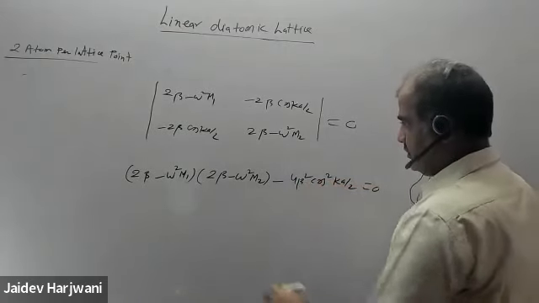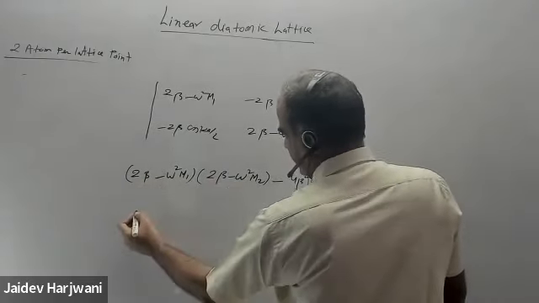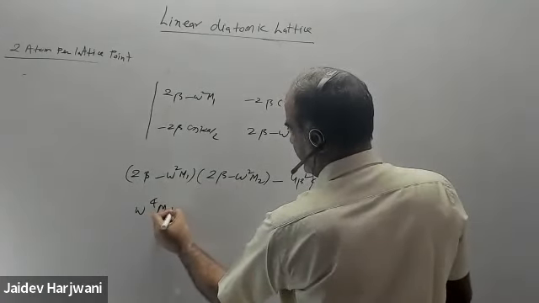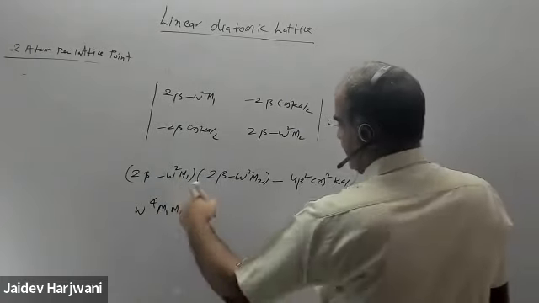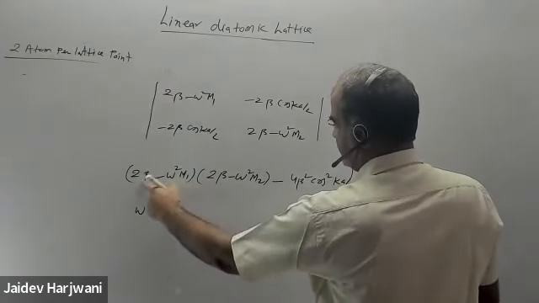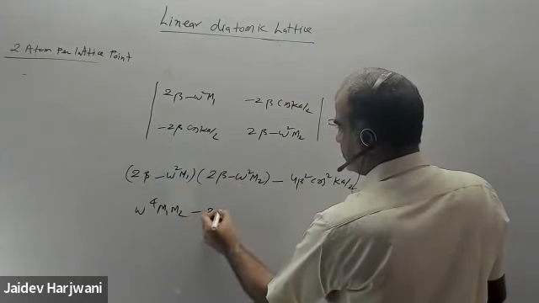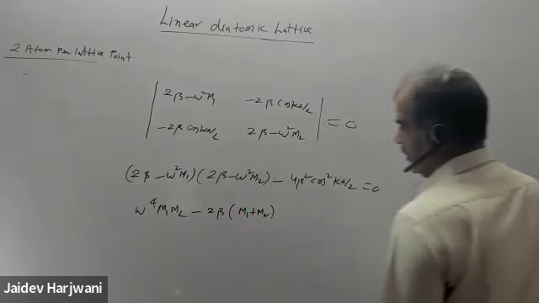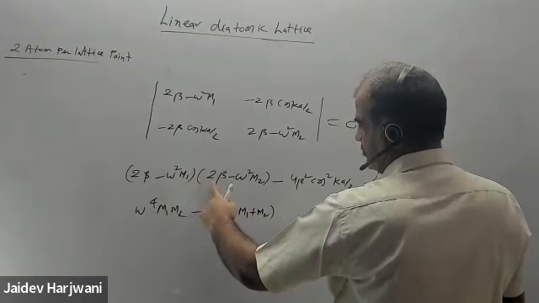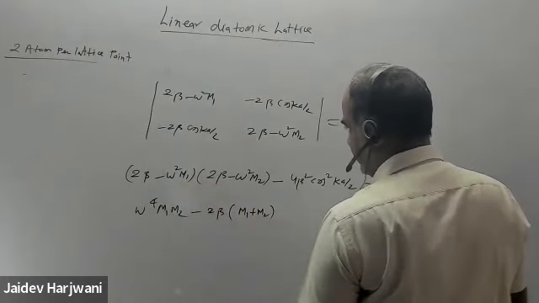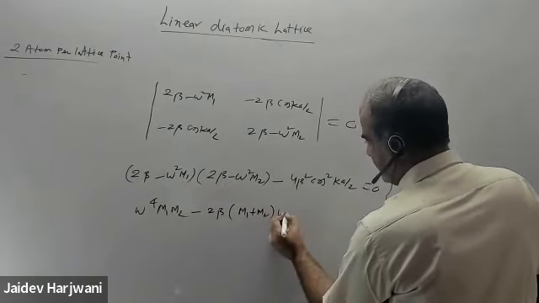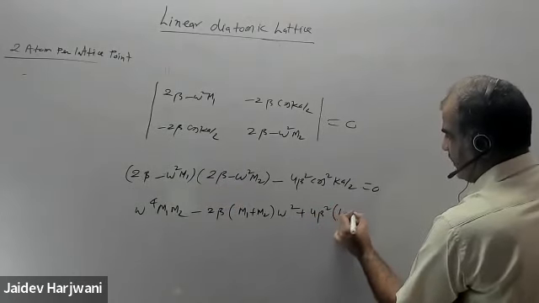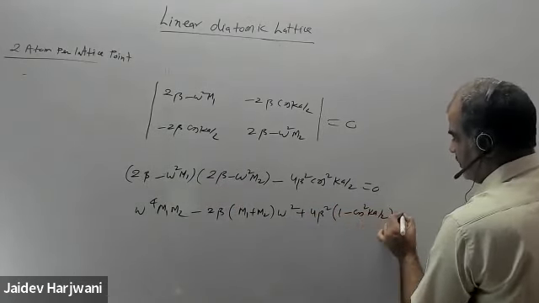Similarly, if you multiply the other terms, this will give me minus 4β² cos²(k/2). So if we solve this equation, this will give me ω⁴ m1 m2. Multiplying term by term, this will give me -2β ω² (m1 + m2), where 2β is common and this gives m1 + m2 times ω². And this gives 4β² (1 - cos²(k/2)) equals 0.